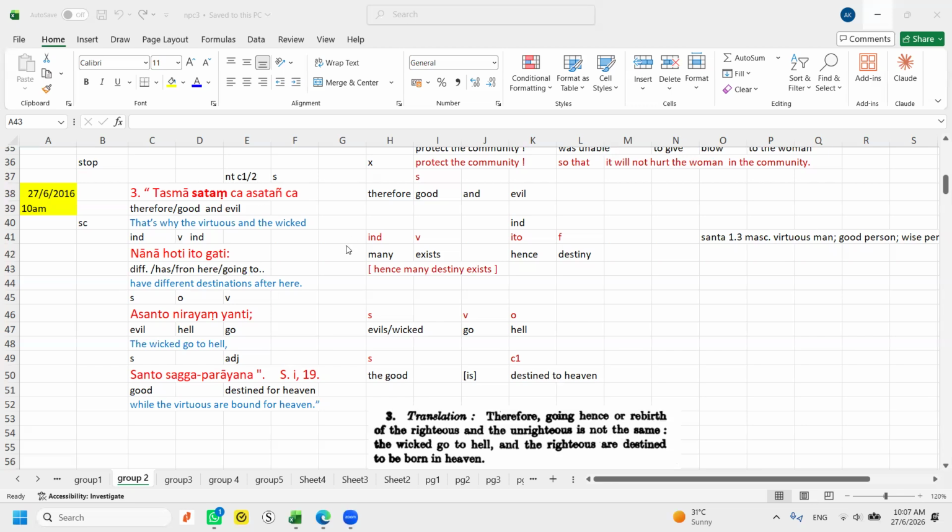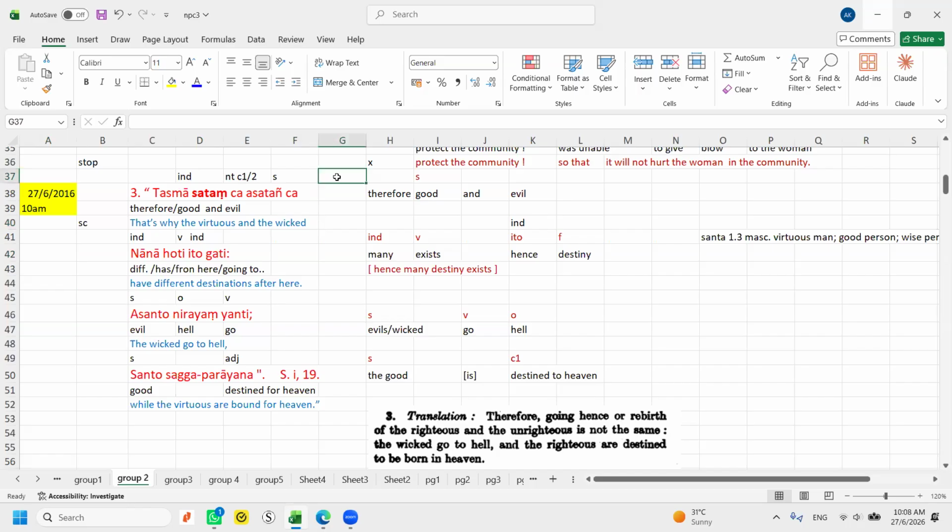So the word satang is a neuter noun. A neuter noun means it can be nominative, it can be accusative. In this case, it should be the nominative subject. So tasma is therefore undeclined. So we take the subject first. That means the subject is satang.